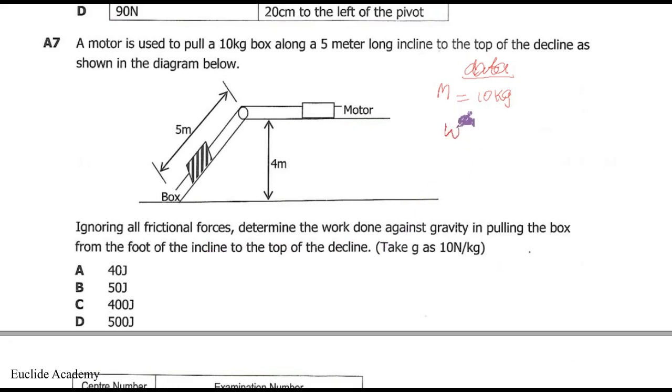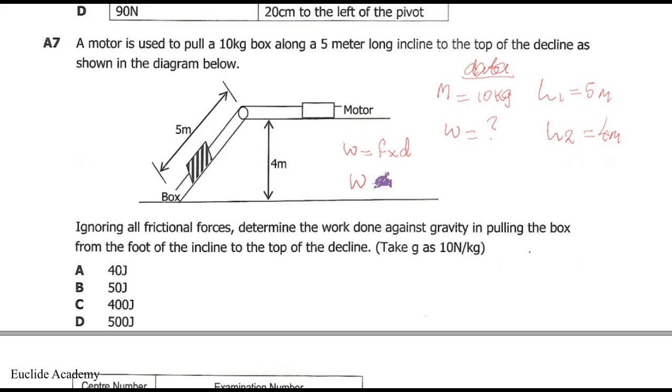So they want us to find the work done. We don't know work, but we have a length of 5 meters, and we also have a height. So length is 5 meters, and the other, which is the vertical height, is 4 meters. So which one do we use? Before we find out, how do we find work? Work is equal to force times distance in the direction of the force.